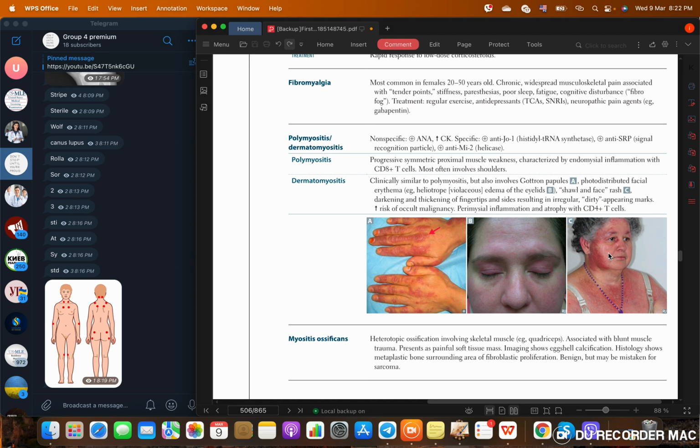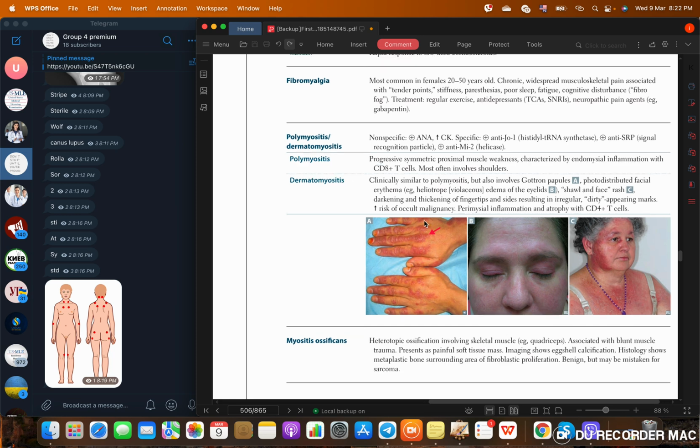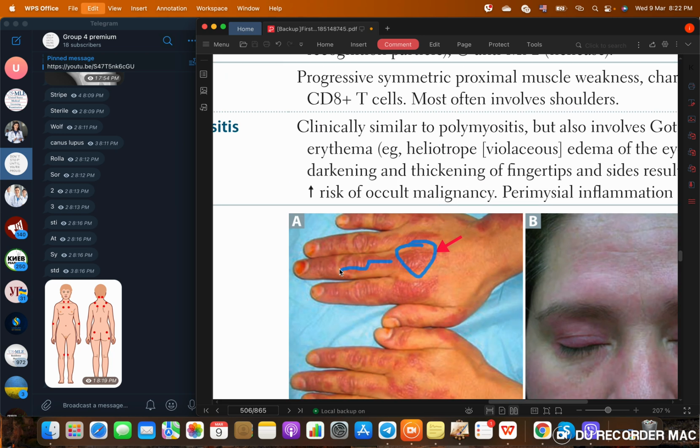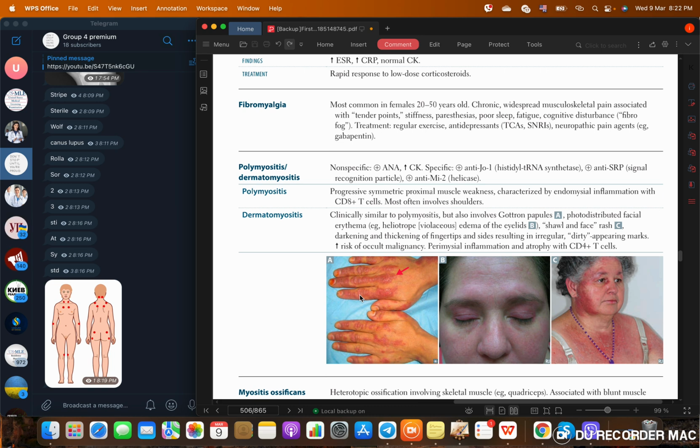Okay, dermatomyositis. Dermatomyositis is going to involve both the skin and the myo, which is the what? The muscles. So clinically similar to polymyositis, however, it also involves the Gottron papules. What are Gottron papules? Gottron papules are something that can be seen on the hands. I hope you can see it here. So it's a type of edema and rash that occurs on the hand. And photo-distributed facial erythema as well, which is what? Like the heliotrope rash around the eyes, as you can see here, right?